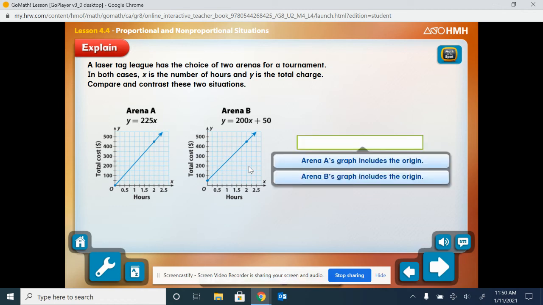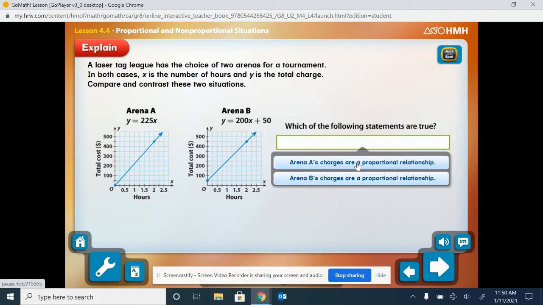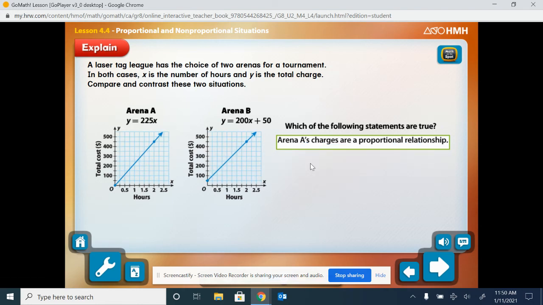Which of the following statements are true? So this one is proportional, arena A, because it goes through the origin. So arena A includes the origin. That's correct. Arena A's graph includes the origin. Arena B's graph does not include the origin. Which of the following statements are true? So arena A is proportional because it includes the origin. That's correct. A's charges are a proportional relationship. B's charges are not a proportional relationship.